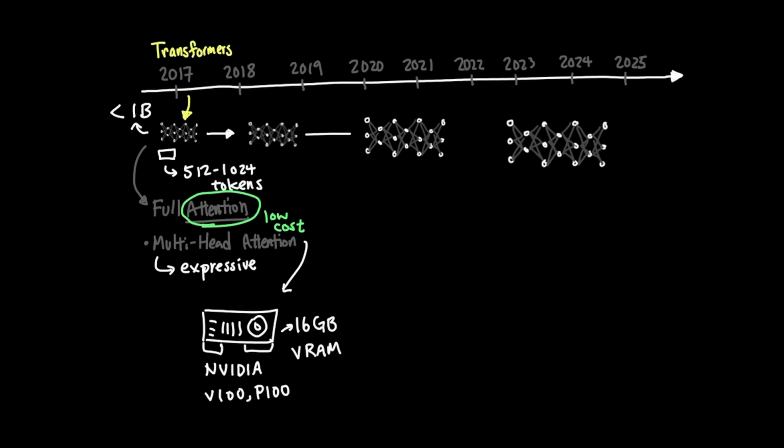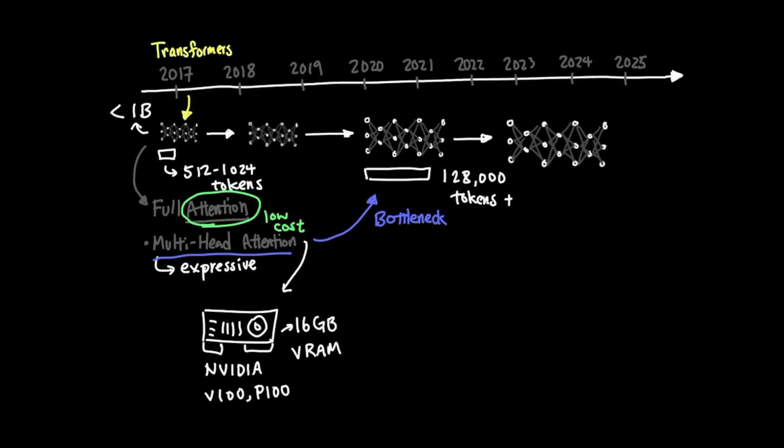Now, as the models became bigger, the context window also grew to over 100,000 tokens, which meant the original multi-head attention mechanism started to become the bottleneck because, well, you guessed it, attention. But why? Why is this attention such a big bottleneck?